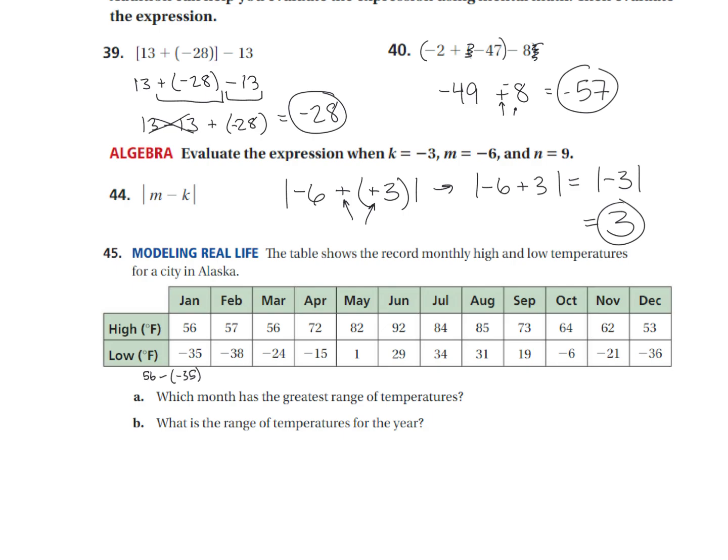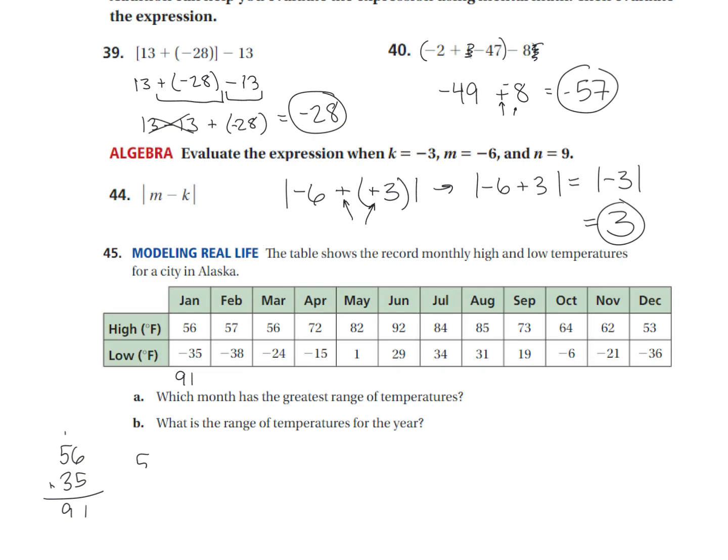So in this case, it's 56 minus negative 35. Okay, if I do 56 minus negative 35 would end up being a chop-chop, meaning I'm adding these two together. I get 1 and 9. So my range for the first one here is 91 degrees. And I can go through and I can add all these up.